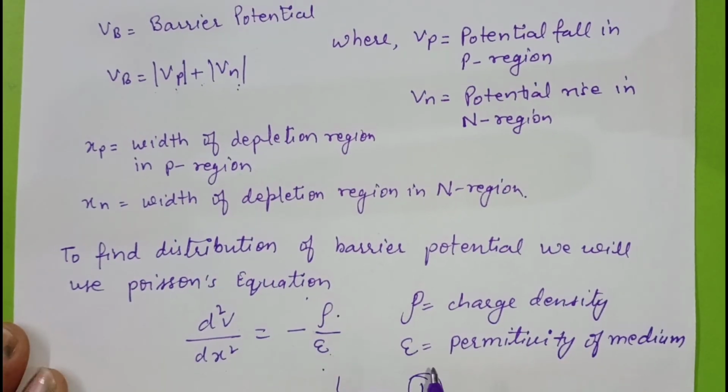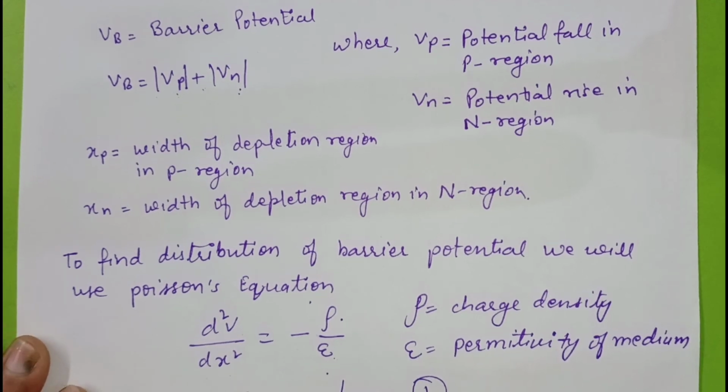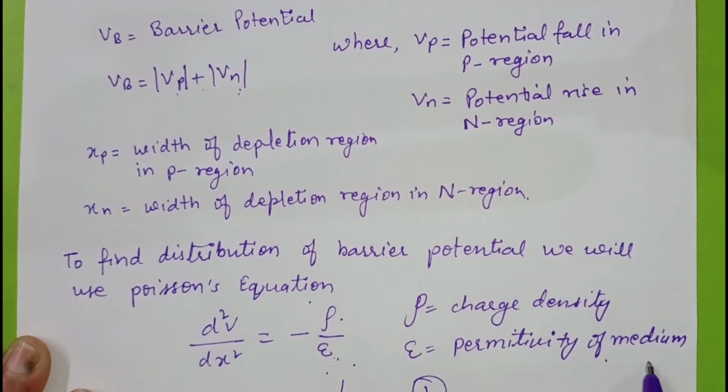To derive the barrier potential, we will make use of Poisson's equation. This is the Poisson equation that we have derived earlier. Here it is not epsilon naught. We are using epsilon here because this is not free space. Here it is the permittivity of the medium.